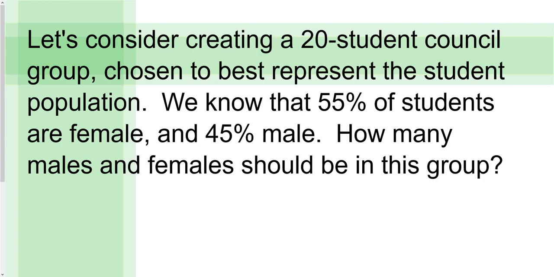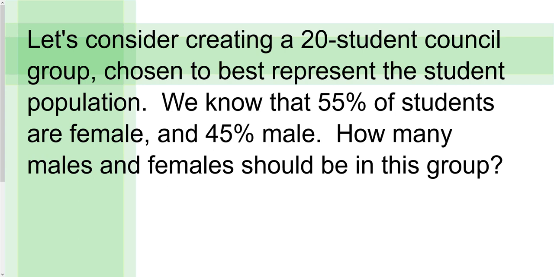Okay, so let's start off really, really simple. Let's say we're going to create a 20 student council group. We want it to best represent the student population. So let's say that the best way that we can do that is by matching male and female proportions. So we have 20 students, right? And we know that 55% of the students are female, 45% male. So how should that translate to a 20 student council?